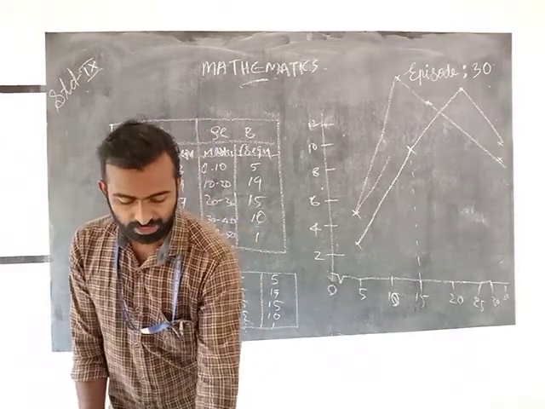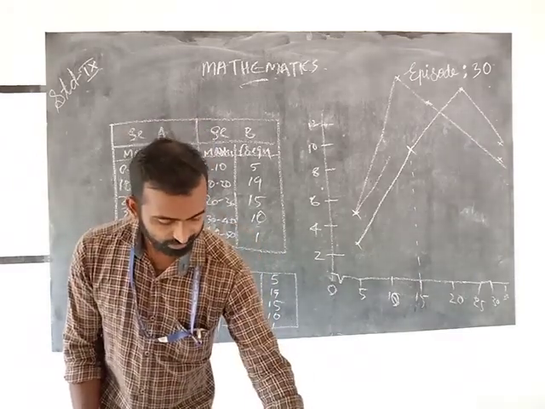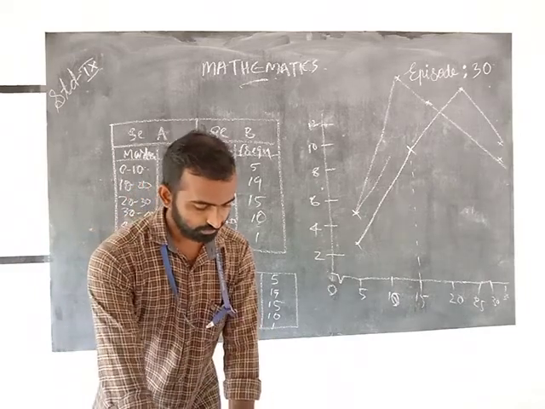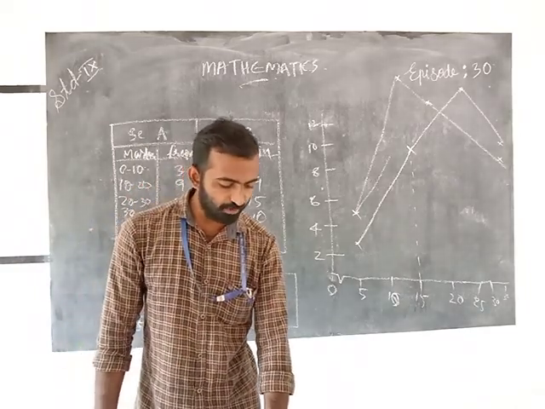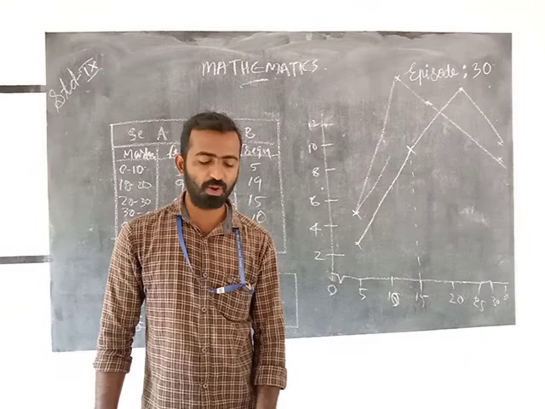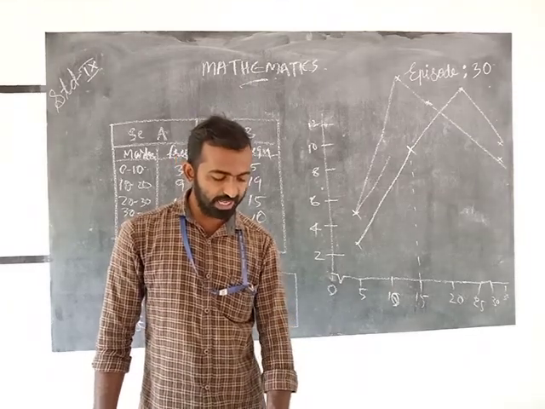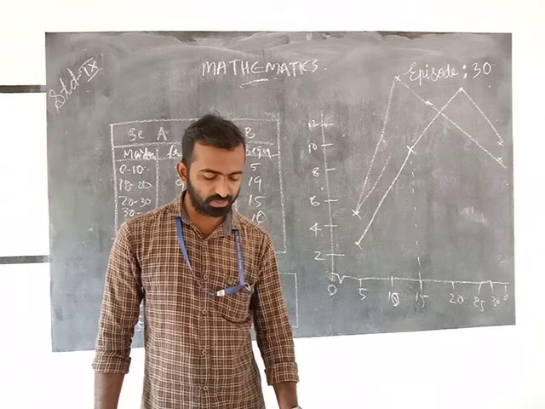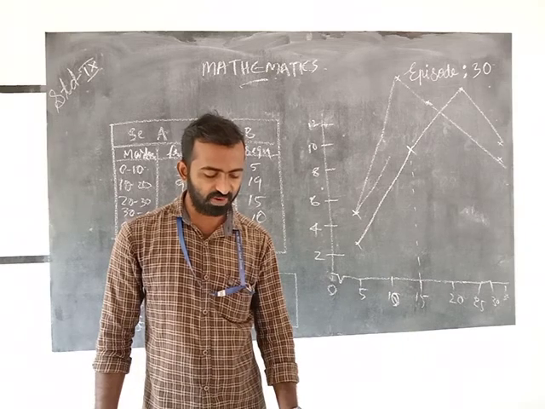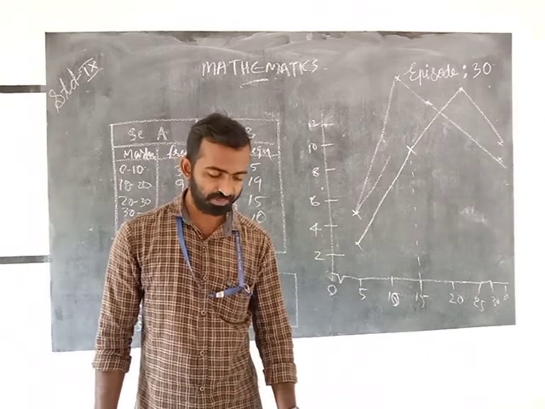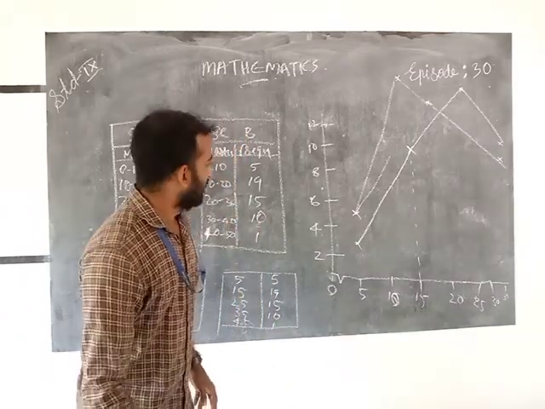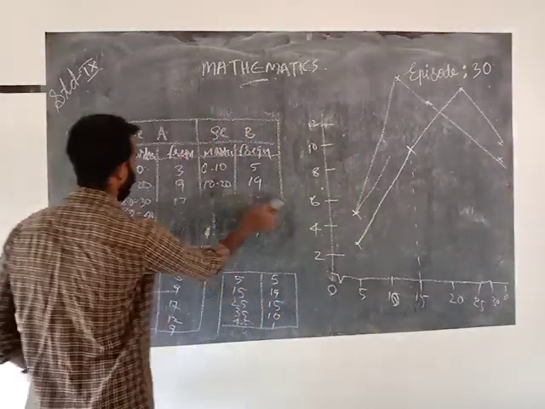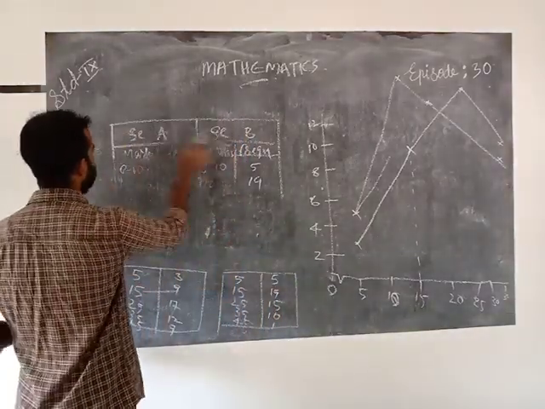The 7th question is for your homework. And the 8th question is: a random survey of the number of children of various age groups playing in a park was found as follows. That is, there is a table.